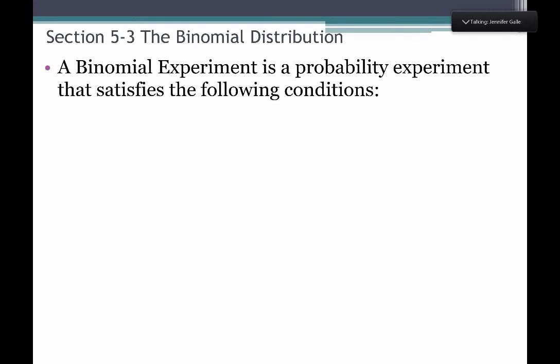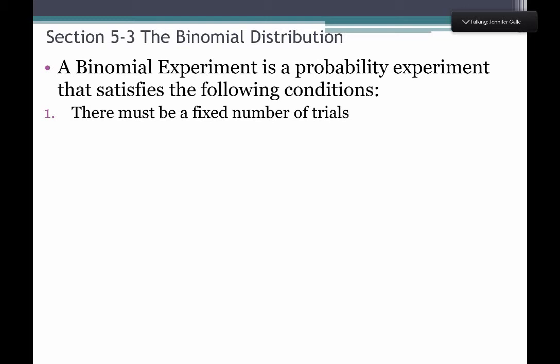So condition number 1, there must be a fixed number of trials. So it has to be set out from the very beginning. I'm going to flip the coin 17 times. I'm going to draw 5 cards from the deck of cards. I'm going to select 8 students. Has to be a fixed number of trials that has to be set out in advance.